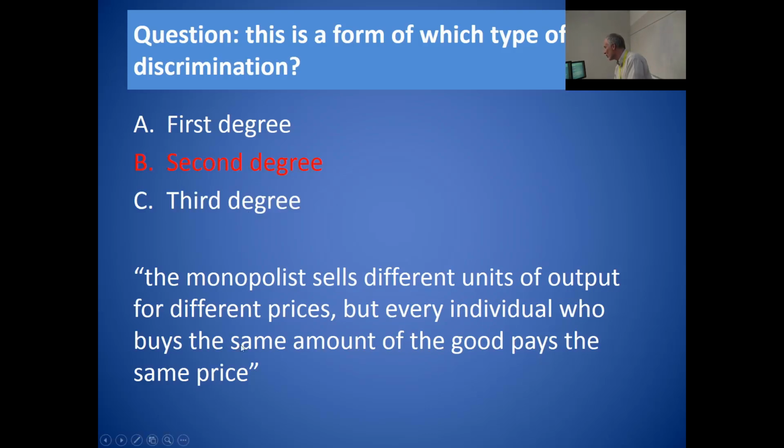Now, when I gave you that definition of second degree price discrimination, every individual who buys the same amount of the good pays the same price. Well, that's a strict definition. More often, what firms do, if they're able to influence prices, rather than constructing price quantity packages, they'll actually construct price quality packages. So rather than different amounts of the good, they will offer the same good, but with different quality associated with it.